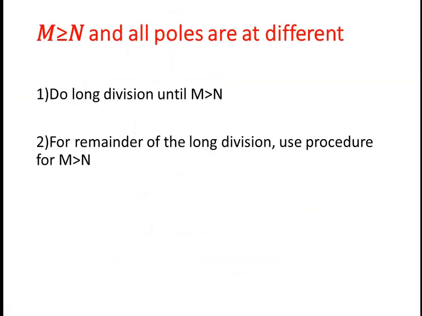So now suppose if you are having equal orders in both numerator and denominator, so at this time we have to go for long division until we are making the highest order in denominator than the numerator, and after that we have to proceed with partial fraction for the remainder of the long division. Okay, so first we are starting with long division. After achieving the condition, we are going to proceed with partial fraction for the remainder of the long division.